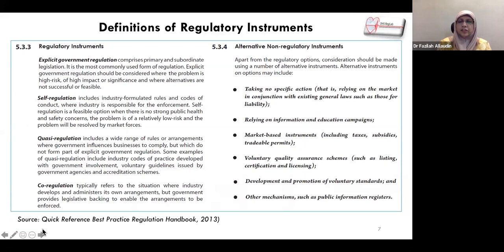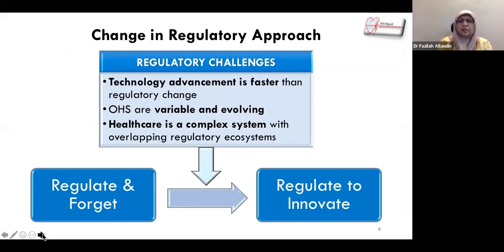These are some of the definitions of the regulatory instruments. I'm not going through this in detail, but I've already explained to you there are many kinds of regulation, from a simple no regulation to a very strict government regulation. So we had a lot of regulatory challenges because technology was advancing very fast. The online health services also evolve very fast. And especially during COVID, they can move from category 1 to category 4 overnight. And healthcare, as you know, is very complex. There's so many regulations out there. So you can either choose regulate and forget, or regulate and innovate.